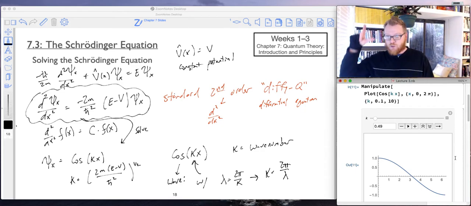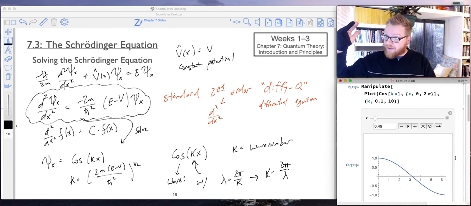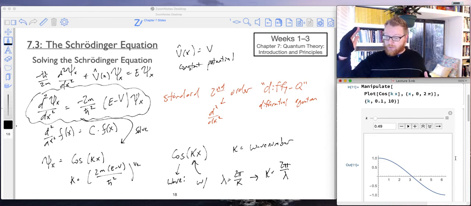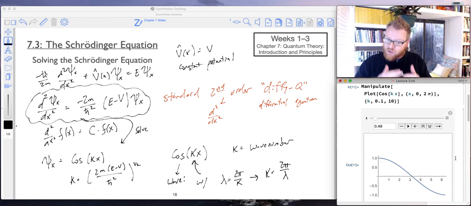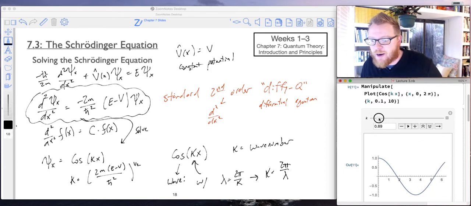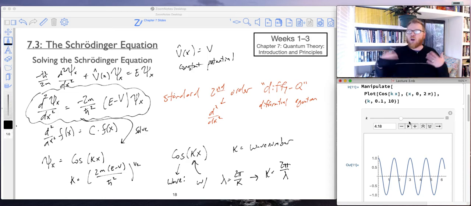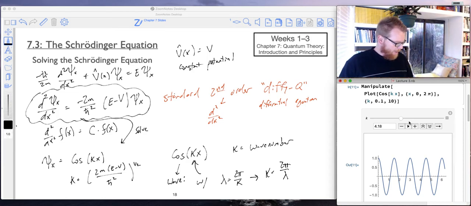Okay, so small wave number, big wavelength, small energy. On the opposite hand, a large wave number is a small wavelength, which is a big energy. And if I scale my wave number up larger, you can see I'm getting smaller and smaller wavelengths, which would owe to bigger energies, okay?